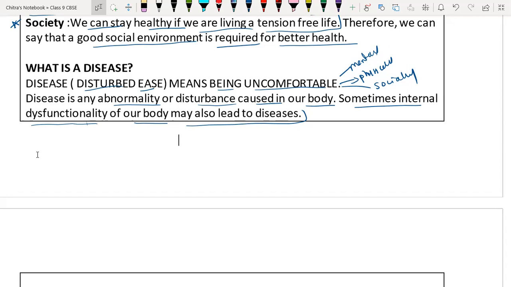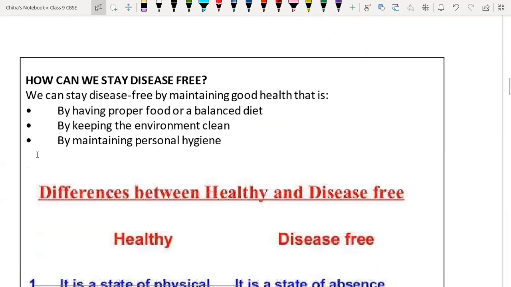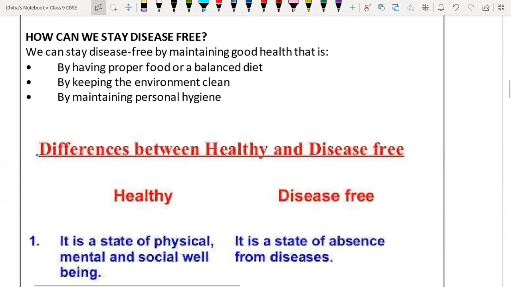Okay, so how can we stay disease free? We can stay disease free by maintaining good health, that is, by having proper food, a balanced diet as we already discussed, by keeping the environment clean, our surroundings must be neat and clean, and by maintaining personal and social hygiene.